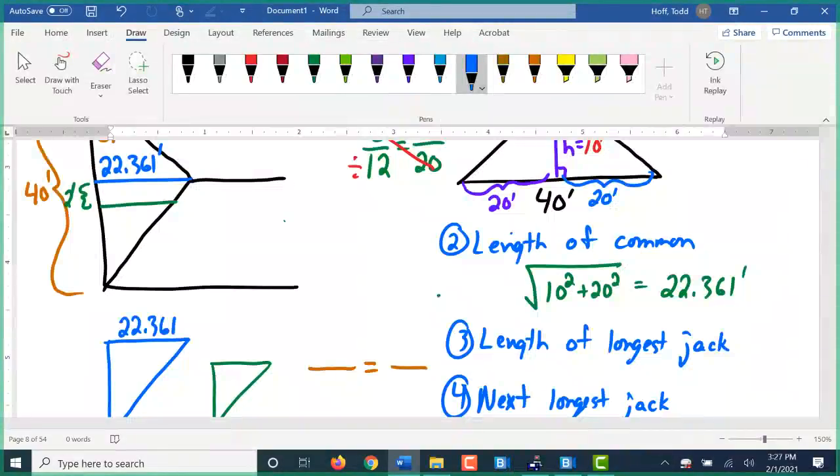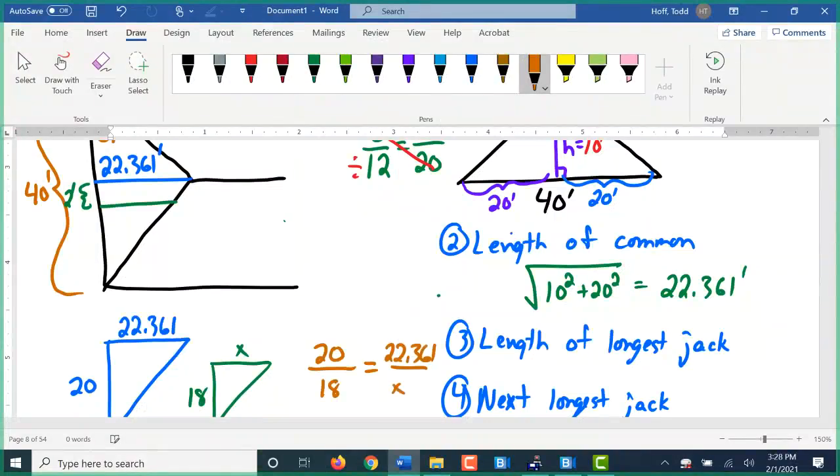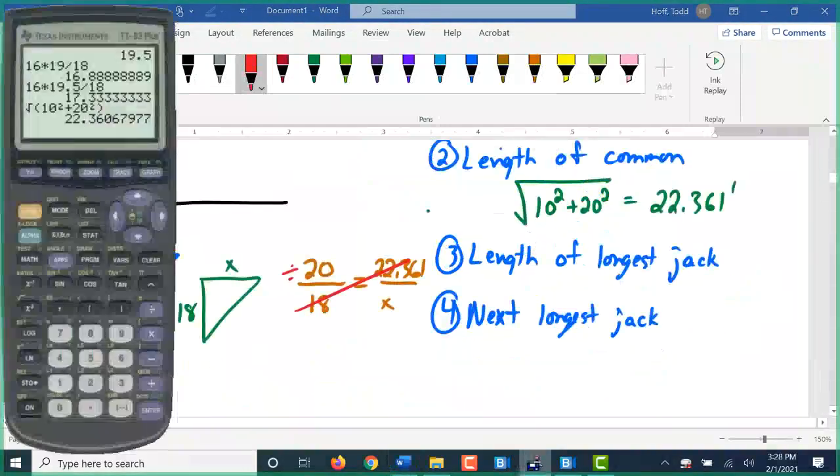On our first triangle here, we got the 22.361. What's the length of the other side? 20. It's half the span. So over on the green triangle, this side is 18. And this is the side we're looking for. 20 goes to 18. 22.361 goes to x. Cross, multiply, and divide, what do you get for x? 20.125 is correct.